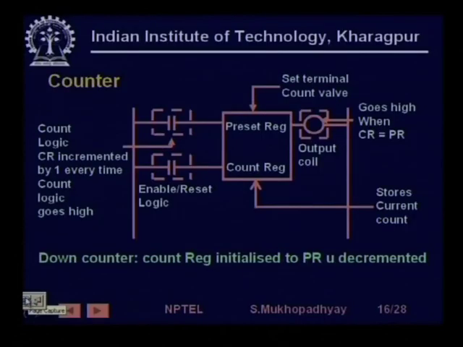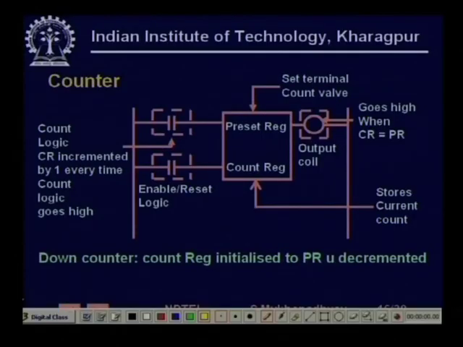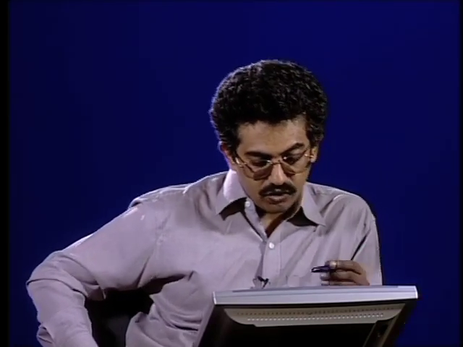So these are roughly the various kinds of timers available, and now we take a look at what is known as the counter. The counter is nothing but a timer with an external pulse. In the counter also, there are two registers: one is called a preset register and another is a count register.